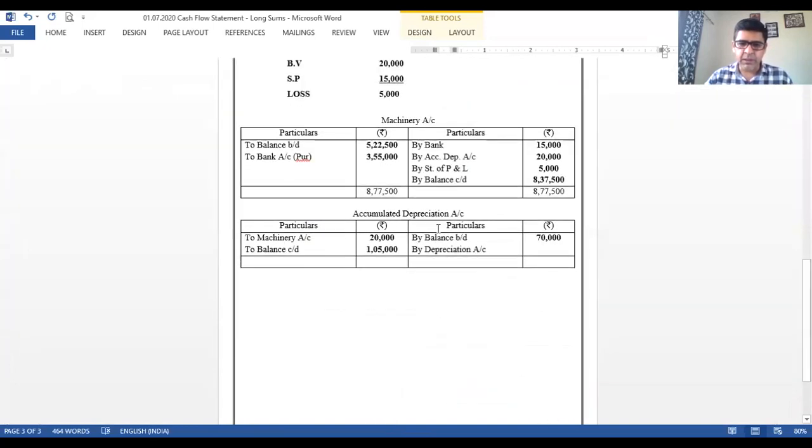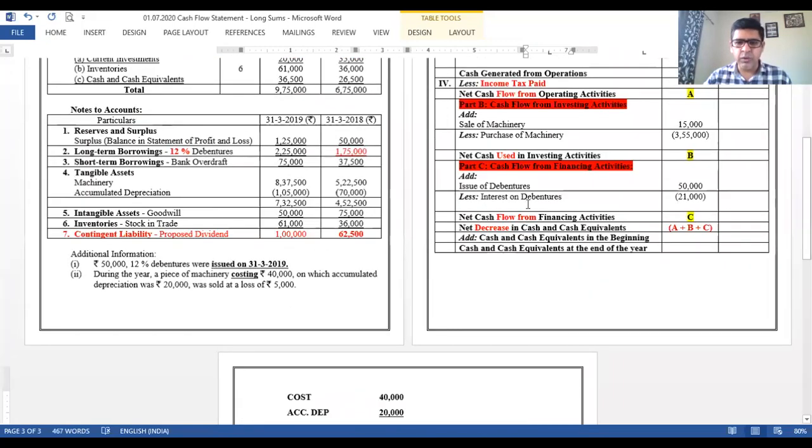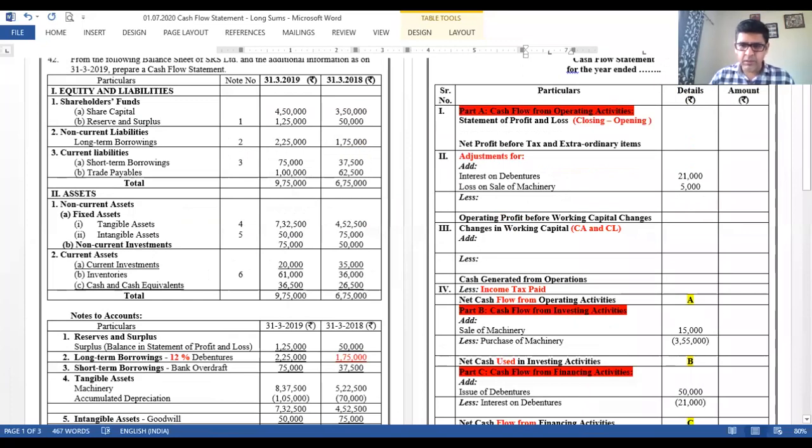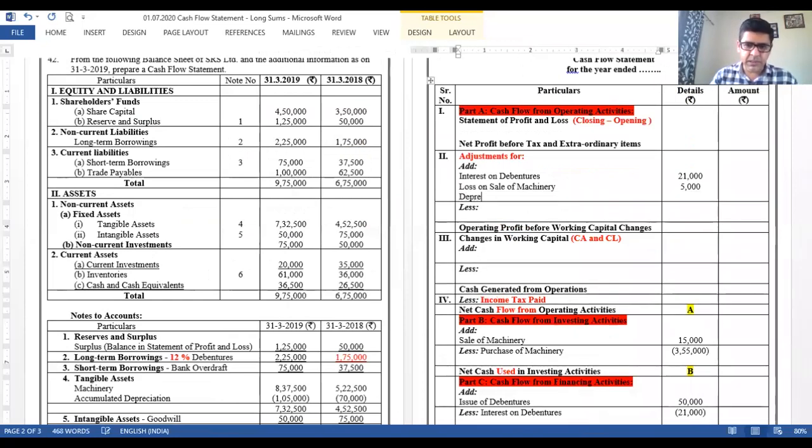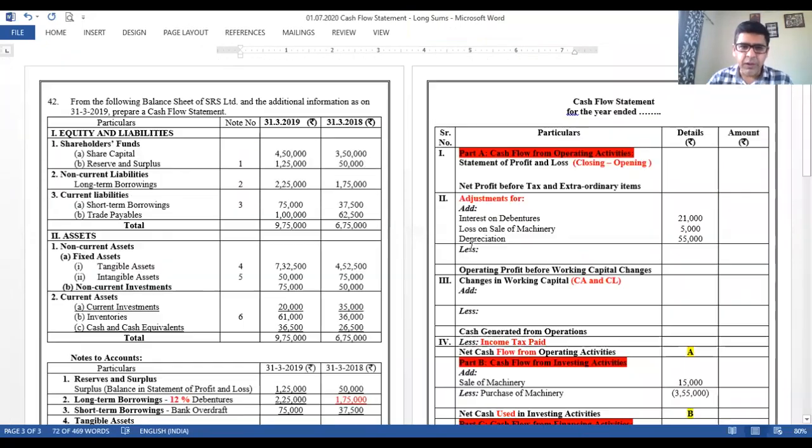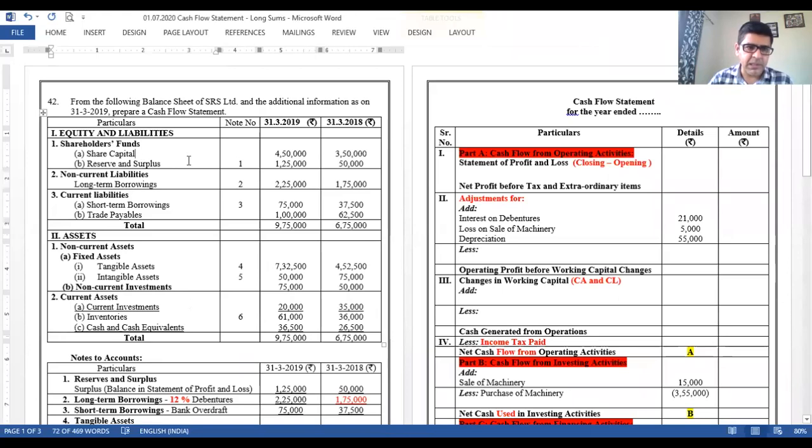Now let us close accumulated depreciation account. The total of the debit side is 1,25,000, right? And this has to go to the total of the credit side as well. Can you tell me the difference, please? 125 minus 55,000. So 55 is the depreciation provided during the year. So this amount of depreciation has to go to, again, losses to be added over here. I'll put over here depreciation 55,000.